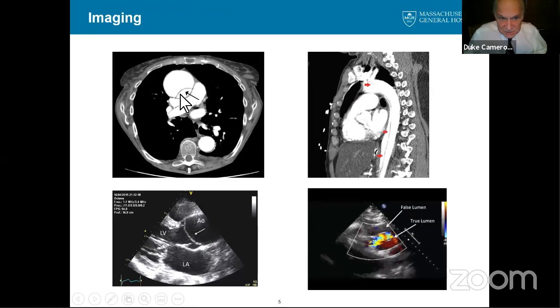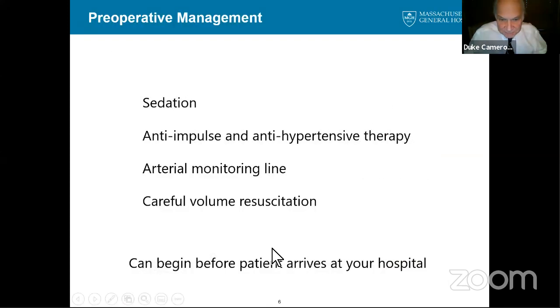The CT, as I said, will show the intimal flap and the distal extent of it, give you some idea about malperfusion. And the echo tells mainly about valve function and ventricular function, but it may give some additional perspective on the intimal flap. But these are the two most important of the imaging studies to get.